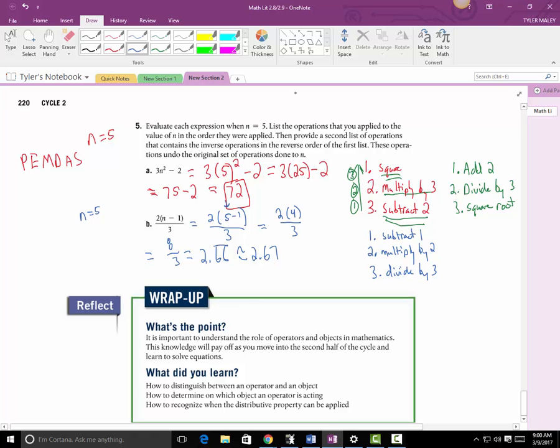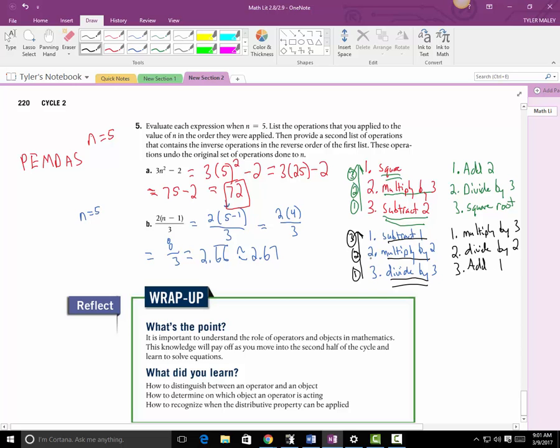Then again, I want to do this in reverse, with operations that are undoing. So this is my first step, my second step, and my third step, and I want to undo those. The first thing we would do if we were solving this is the opposite of divide by 3, which is to multiply by 3. The second step is the opposite of multiplying by 2, so we would divide by 2. And the third thing, undoing subtracting 1, is to add 1.